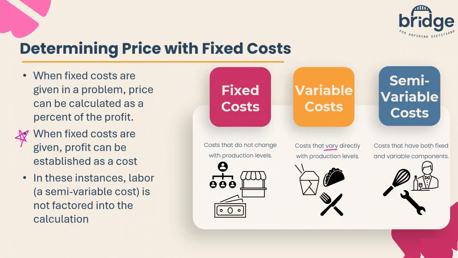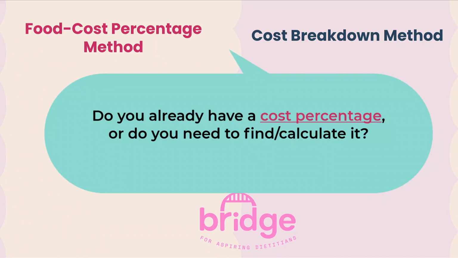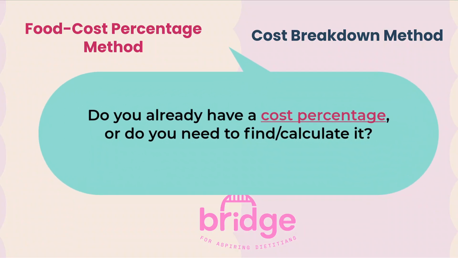And overtime is a semi-variable cost. That's why variable and semi-variable costs factor into the cost of goods sold because they scale as you sell more items. In more complex selling price problems, we need to factor in the total percentages: food, labor, fixed costs, and even profit. And all of them together will shape that markup factor. So before we do a more complex practice problem, let's make sure we understand the difference. There's two ways that you'll see pricing show up in problems on your RD exam, and the difference comes down to just one key question. Do you already have a cost percentage, or do you need to find the cost percentage?